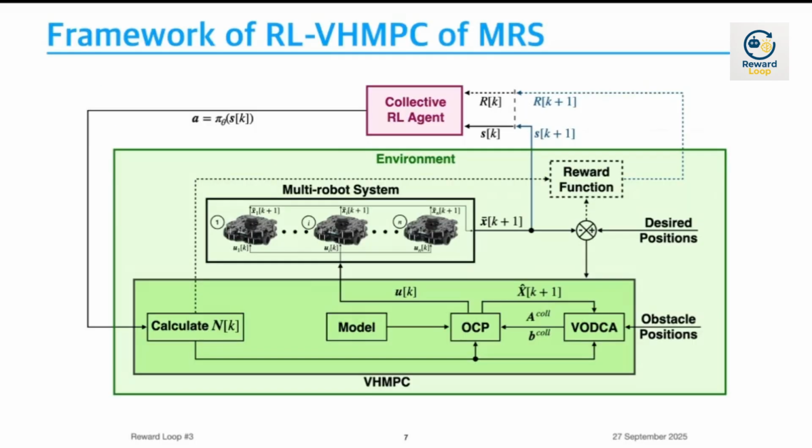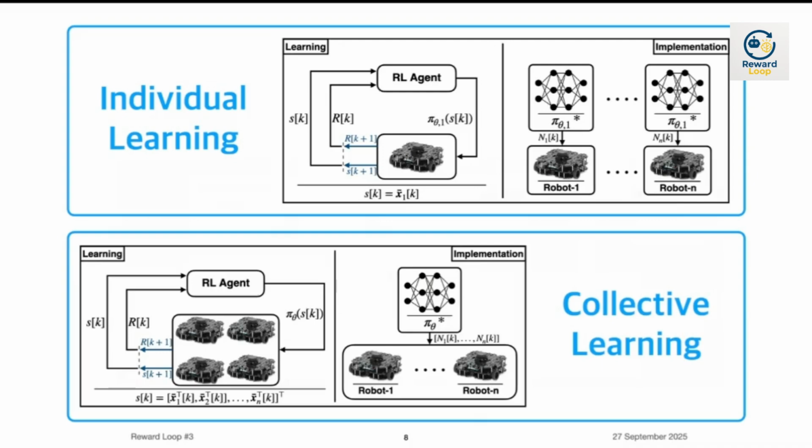So here I have mentioned that I have used a collective RL agent. I would like to define what I mean by collective RL agent, or basically collective learning and individual learning. Individual learning would be if I train my policy on a single robot and then clone it on all other robots, which is shown by the first block diagram, where the RL agent uses the states of a single robot and learns the policy, which gives the prediction horizon of that robot. And then we can clone that particular policy for n number of robots. This is what we call individual learning.